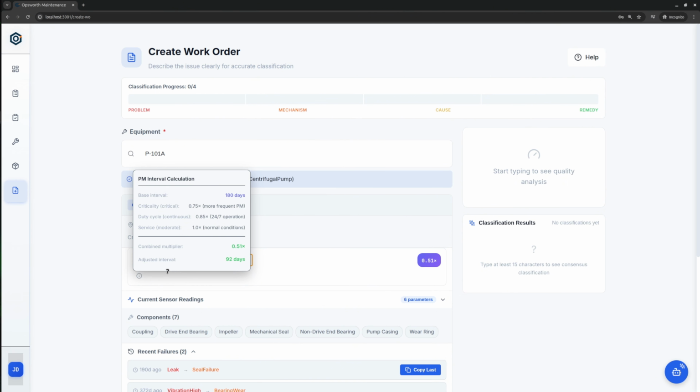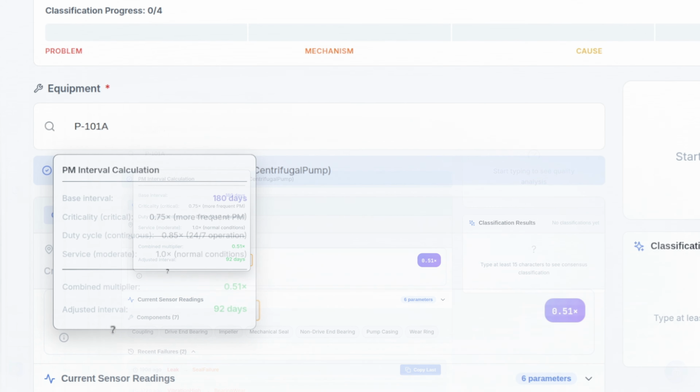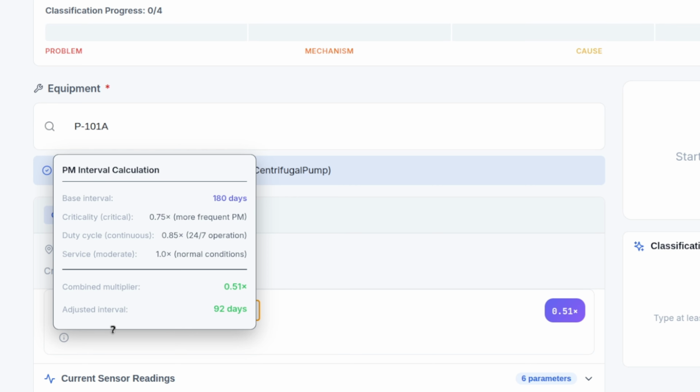This pump is classified as critical to your process. It runs continuously, 24/7, no breaks, and it operates in severe conditions: high temperature, corrosive environment. Why does this matter? Your standard PM interval might be 180 days, but this pump, with these operating conditions, Opsworth calculates an adjusted interval of just 92 days.